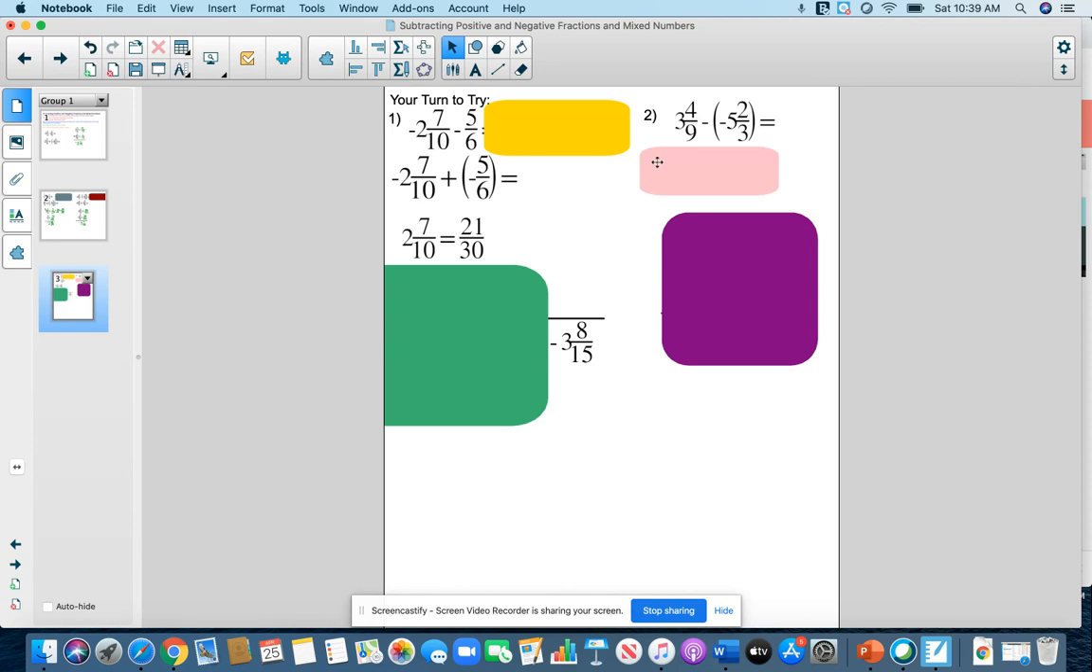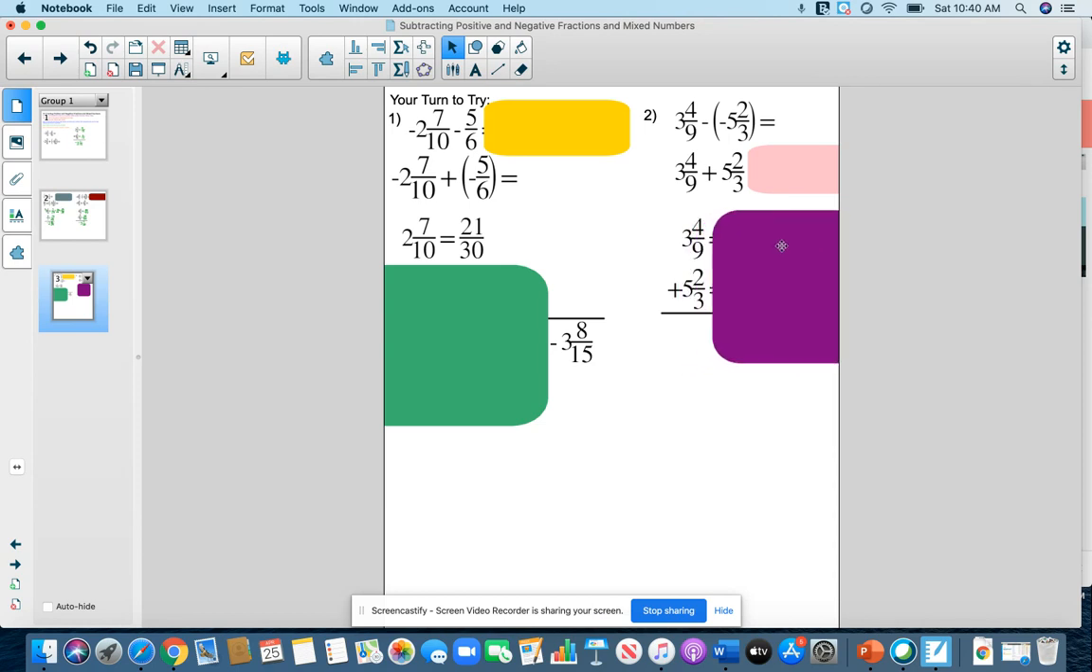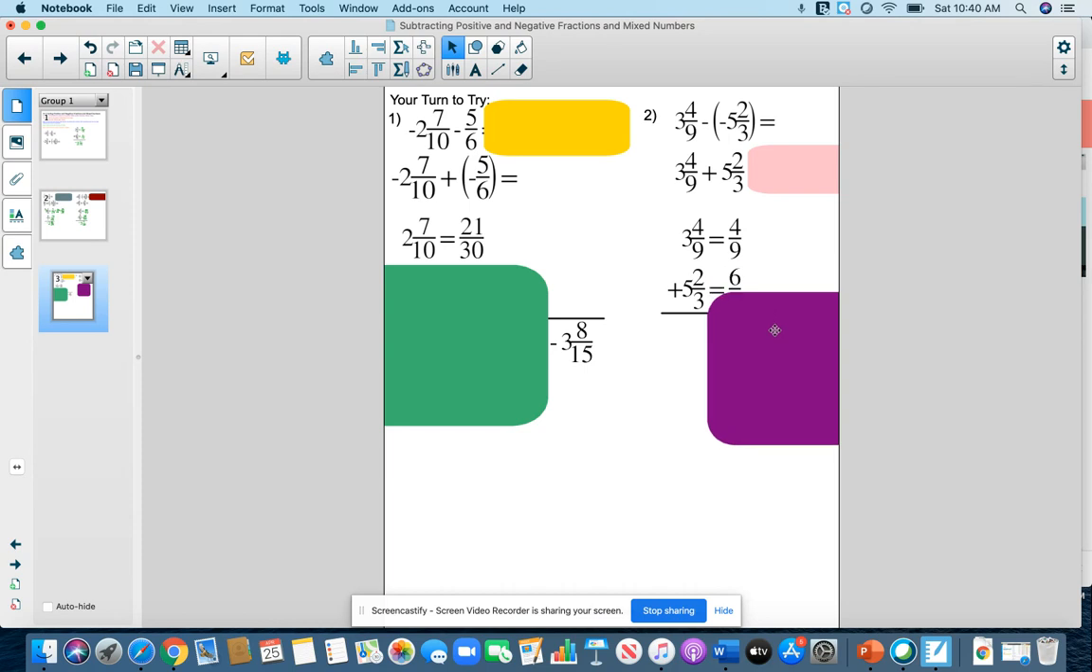So the first thing you have to do is change it into an addition problem by keeping the first one, changing to addition, and changing it to make it a positive 5 and 2/3 plus. So they are both positive, so we're going to add them. So if we go ahead and add them together, need to find a common denominator of 9. So that would be 3 and 4/9 because it's already 9ths, and then 5 and 6/9.